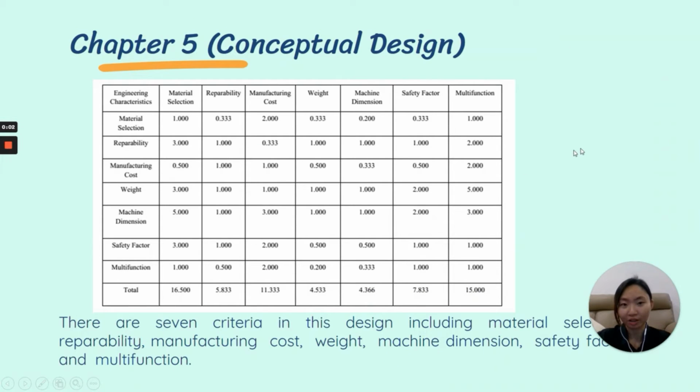Good day to the lecturers and the judges. My name is Yoi Shen and I'll be presenting chapter 5 of the report, which is conceptual design. By referring to the matrix comparison table, there are 7 criteria in this design, which include material selection, repairability, manufacturing cost, weight, machine dimension, safety factor, and also multifunction.